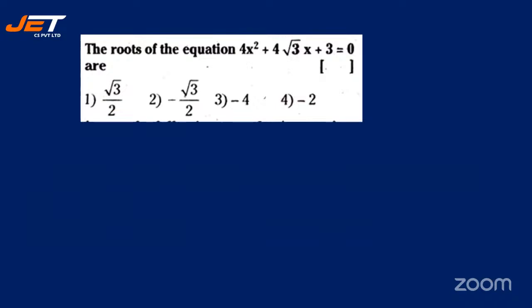The roots of the equation 4x square plus 4 into root 3x plus 3 is equal to 0. So what are the roots of the equation 4x square plus 4 root 3x plus 3 is equal to 0? You can take a maximum of 1 minute to find the answer. Let me quickly see how many are giving the answers in the chat box.